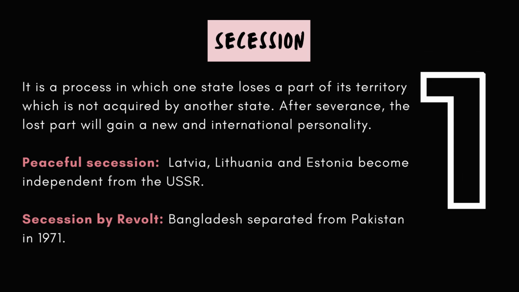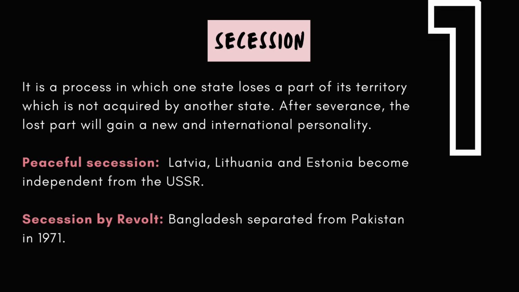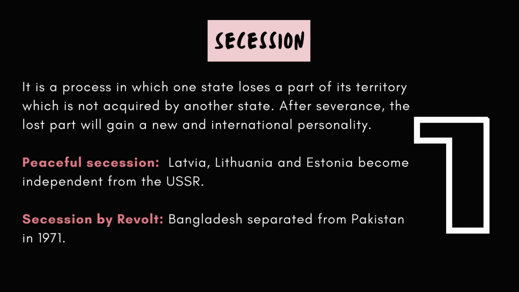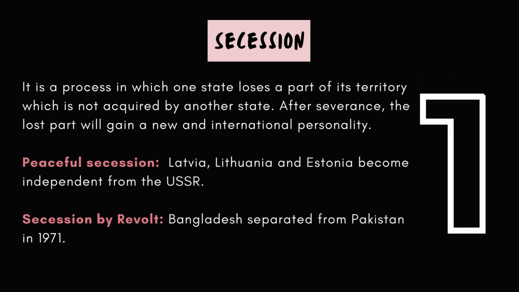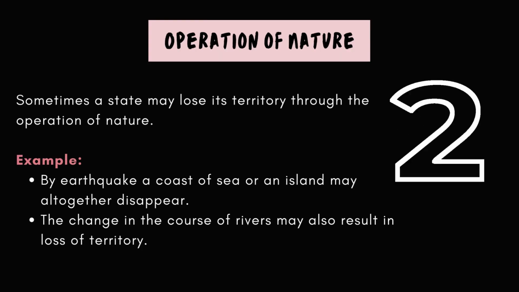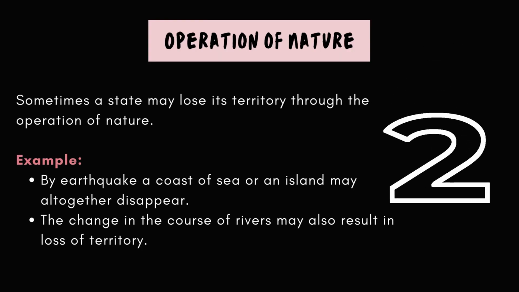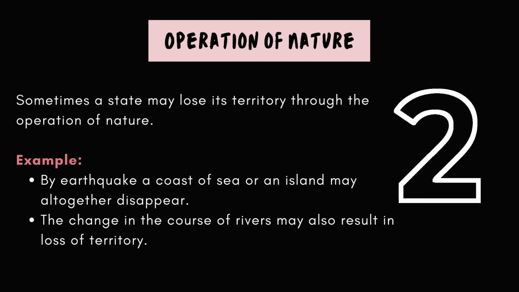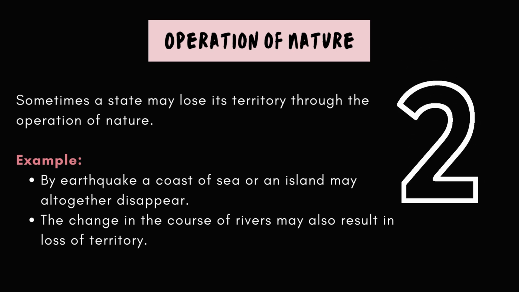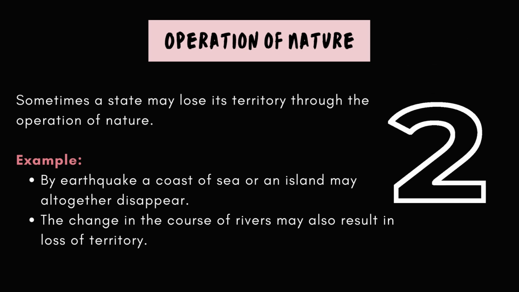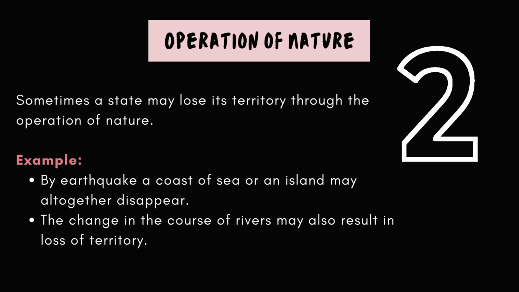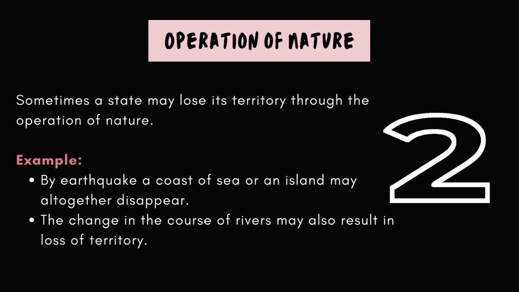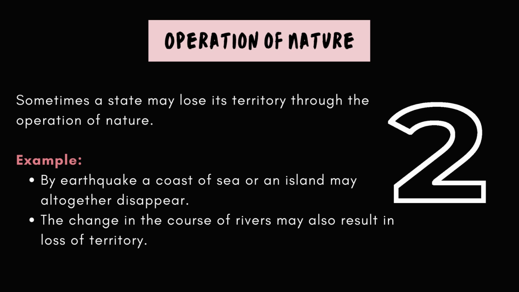In the case of peaceful secession, Latvia, Lithuania and Estonia became independent from the USSR. Whereas in secession by revolt, Bangladesh was separated from Pakistan in 1971. Loss of territory is also done by the operation of nature. Sometimes a state may lose its territory through the operation of nature, like an act of God. For example, by earthquake, a coast of sea or an island may altogether disappear. And the change in the course of rivers may also result in loss of territory.